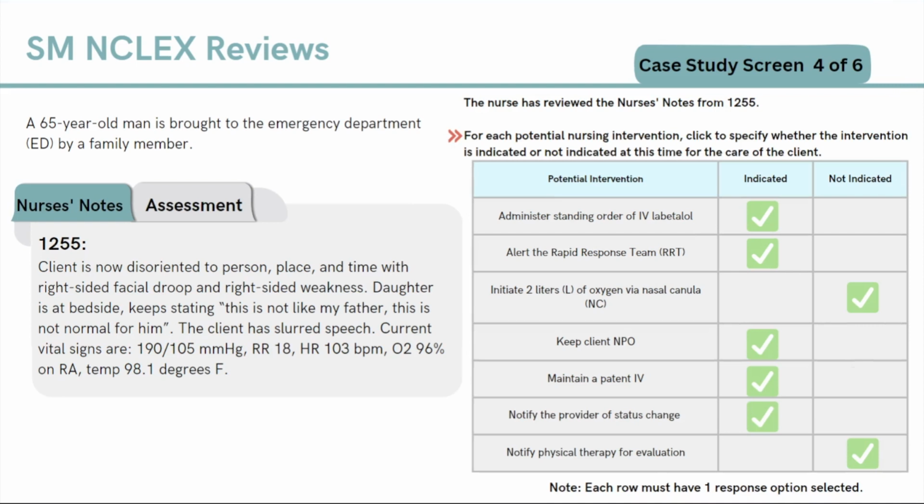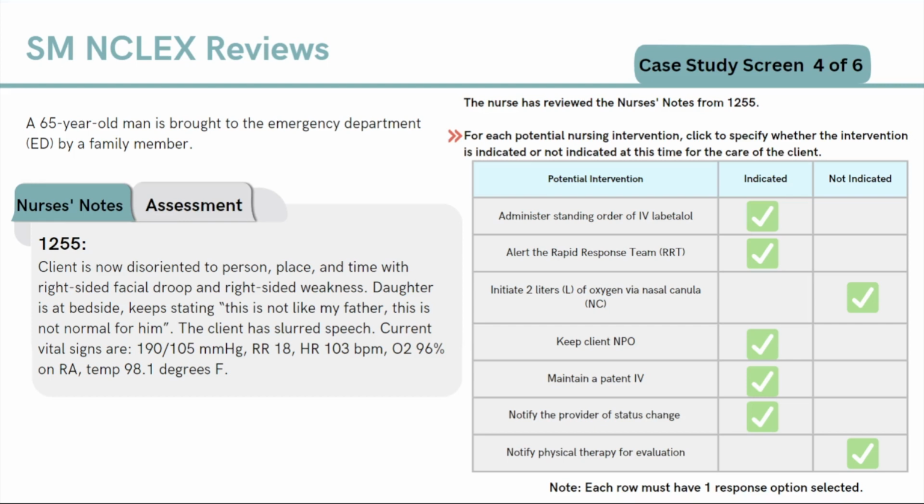So we absolutely need to notify the provider if we have a change in client condition, as noted by that deteriorating orientation we are seeing here with our client. We would also want to notify the rapid response team. Now, if you are in the emergency room, you will have access to this rapid response team, or there may even be an isolated stroke team that you will need to notify. In this question, however, we will want to notify this team for rapid intervention.